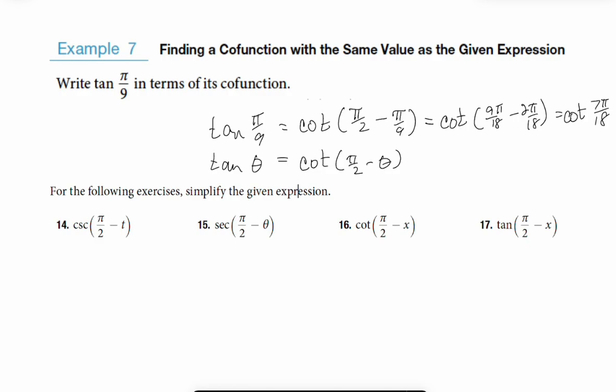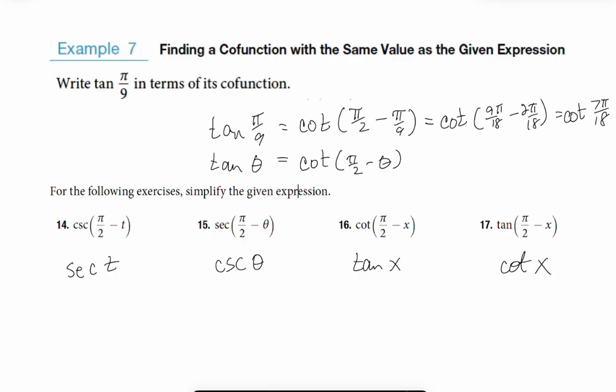So you'll notice that 14 through 17 down here use our cofunctions. What they want you to recognize is they are showing that pi over 2 minus theta model. And so all you got to do is take off the original function, put on its cofunction, and I'll show you what I mean. So this is the same as the secant of t. This is the same as the cosecant of theta. This is the same as the tangent of x. This is the same as the cotangent of x.